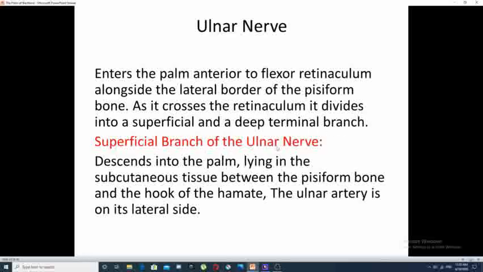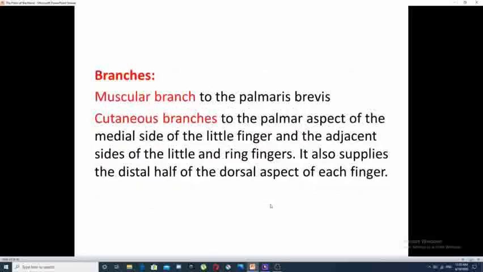The superficial branch of the ulnar nerve descends into the palm of the hand, lying in the subcutaneous tissue between the pisiform bone and the hook of hamate. The ulnar artery lies on its lateral side. It has a muscular branch to the palmaris brevis muscle. It has a cutaneous branch which supplies the palmar aspect of the medial side of the little finger and the adjacent sides of the little and ring fingers. In other words, it supplies the medial 1.5 fingers.